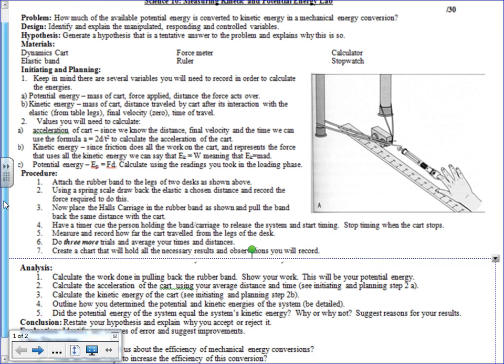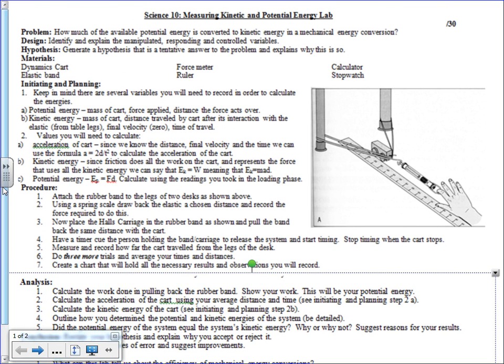All right, so we'll go back here to initiating and planning because this talks about the things that we're going to have to record. There are several variables you need to record in this lab in order to calculate the energies. Potential energy. Now, if we're determining how far back to pull the rubber band, are we deciding how much potential energy is available in this lab? Yes, we are. So the manipulated variable in this lab is the potential energy. Because it's related to the work we do.